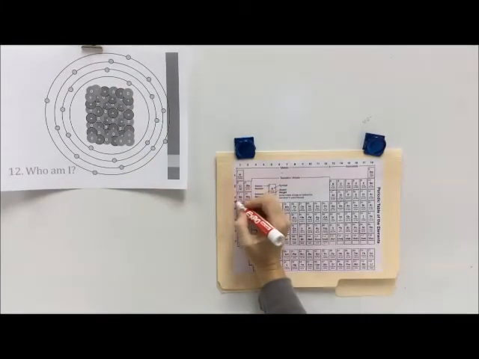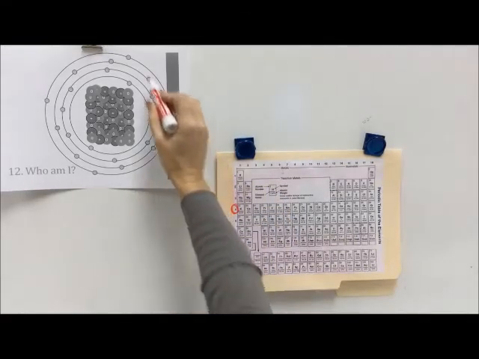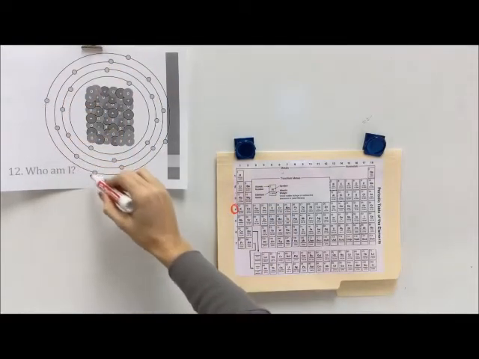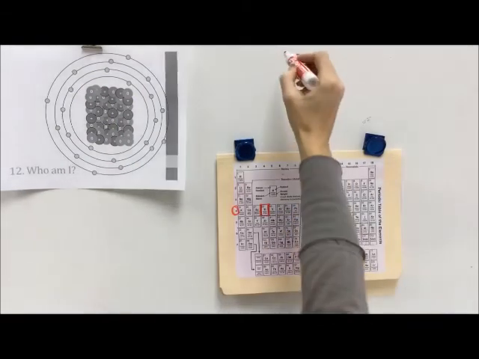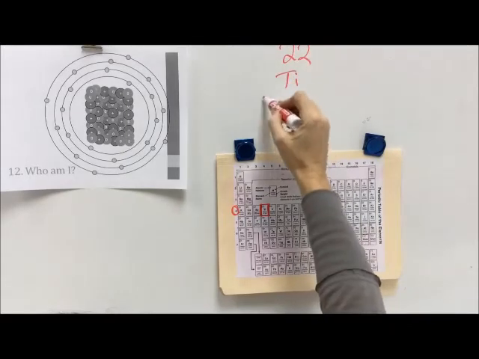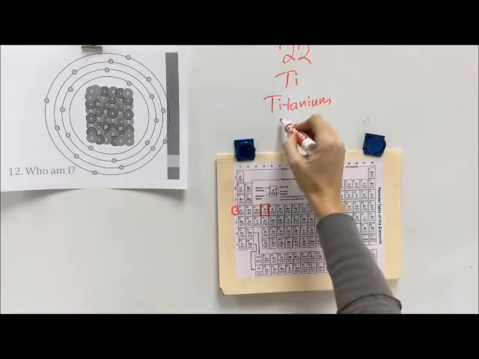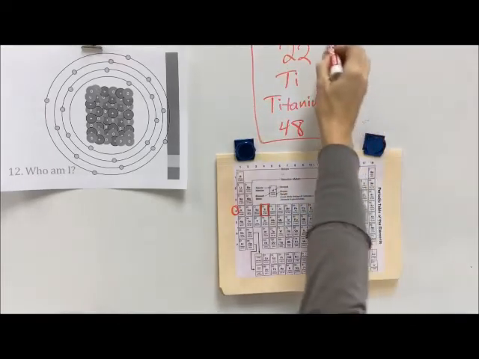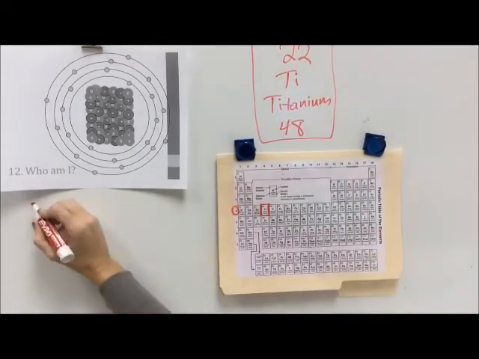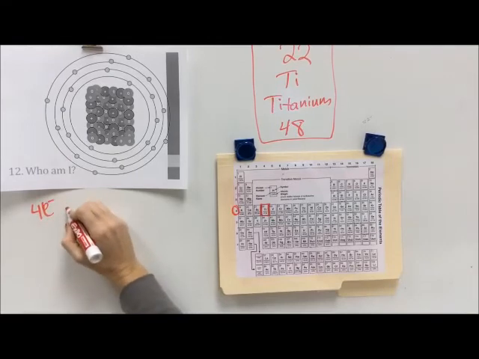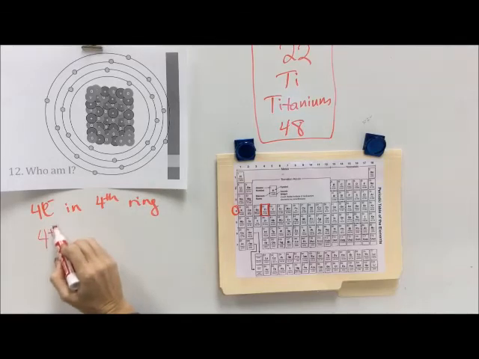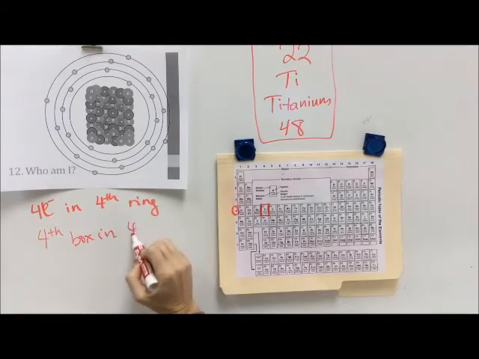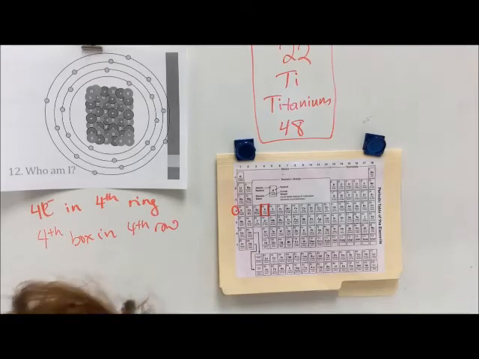So 4 rings means 4 rows. And 1, 2, 3, 4 is going to be the 4th box over in the 4th row. So 22, Ti, titanium, and 48 is what that box says. There are 4 electrons in the 4th ring, but it is also the 4th box in the 4th row. So that's an easy way to find these bigger elements.